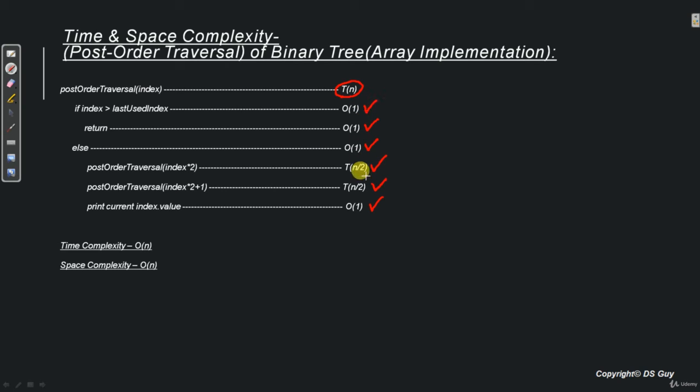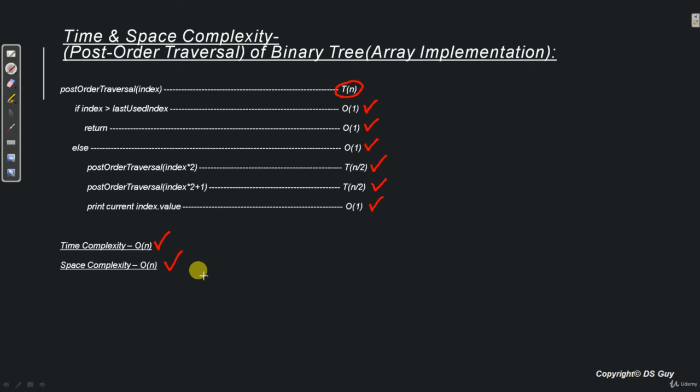Now if we add up all of these things, we get order of n time using the back substitution method, which we have already learned in chapter number 2. Fine, space complexity will be order of n because the system will be using internally a system stack, and in the worst case it might have to push and pop all of the nodes of the tree. So that will take order of n space. So the space complexity becomes order of n.